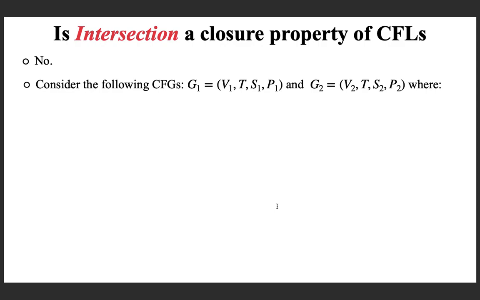So for the method of contradiction, we just need to get a counter example for two languages L1 and L2 such that their intersection is not a context free language. If we can get two context free languages L1 and L2 such that their intersection is non-context free, then this result is correct. So I am giving you two such context free languages. Consider the following context free grammar.